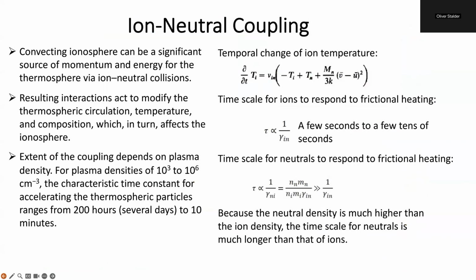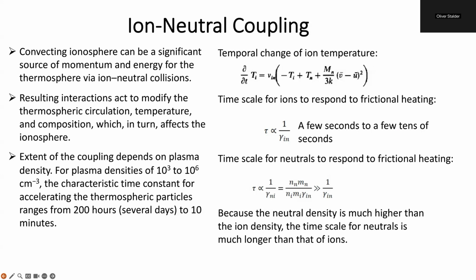So this illustrates the ion-neutral coupling that takes place as a result of the ion drag. This is the momentum balance equation interpreted in terms of temperatures. So you see the relationship between the ion temperature and the neutral temperature, as well as the neutral wind and the ion drift. The time scale for ion to respond to the flow of air driven by a pressure gradient from day to night, say, will tend to be a few seconds to a few tenths of seconds, depending on the plasma density.